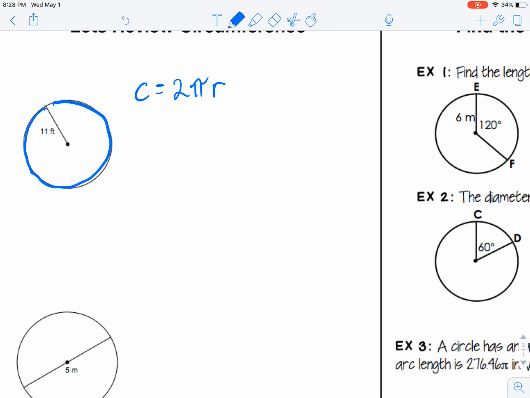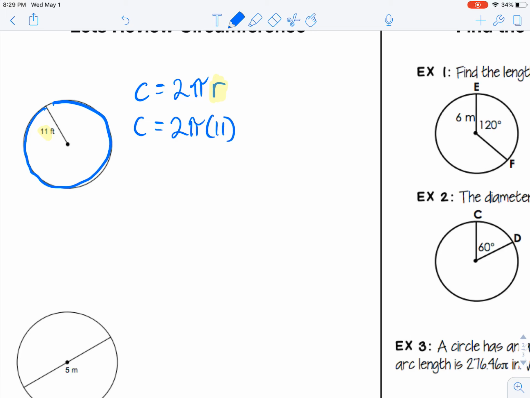And the only thing that I don't know is the radius. Well, in the picture they tell us how much it is. It's 11 feet. So let's go ahead and plug that in. So we have the circumference equals 2 times pi times 11. We can take that value and plug it right into our calculator.